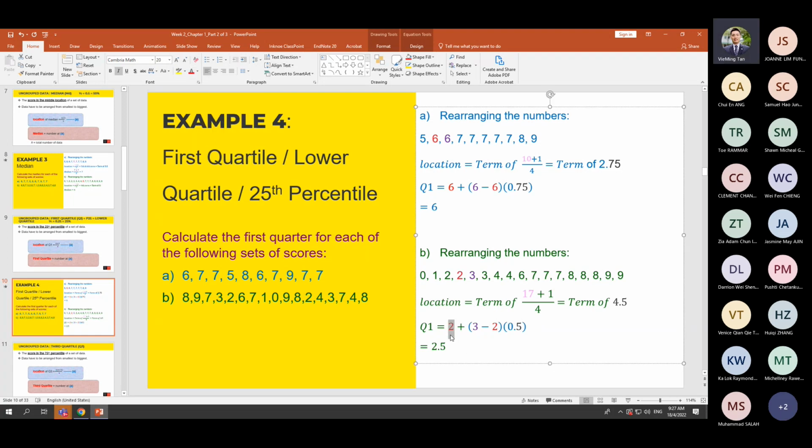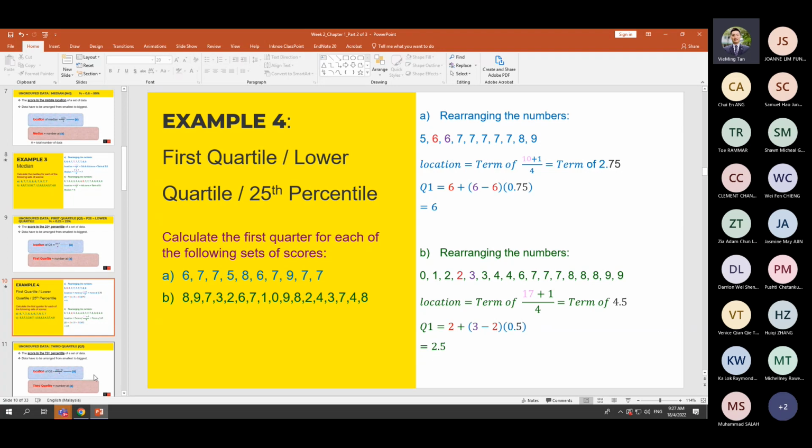So we use the value from term 4 plus the value difference between term 5 and term 4, then multiply with 0.5. 0.5 is because of this part. All right, so we simplify. 3 minus 2 is 1. 1 multiplied by 0.5 is 0.5. Plus 2, you'll get 2.5. So far so good?